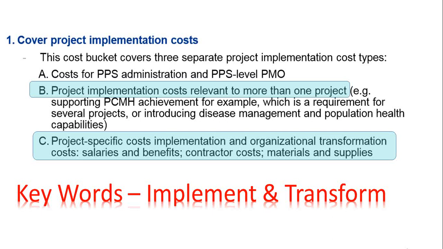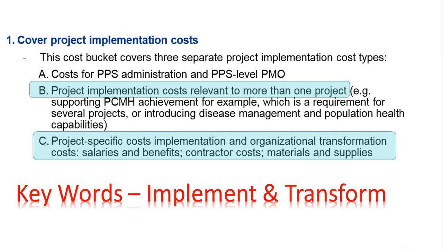So letter B identifies that, yes, we recognize that for some of our 11 projects there's some overlap. So they might not be identified to just one particular project. And they give the example here of the PCMH achievement. So several different projects have a piece of that. And then the third, letter C, on slide 4, that's really what the main focus of these budgets you're working on. These are the project-specific costs of implementing and organizational transformation costs.